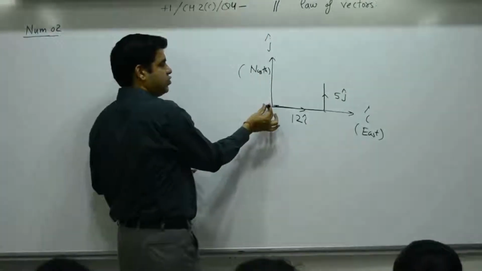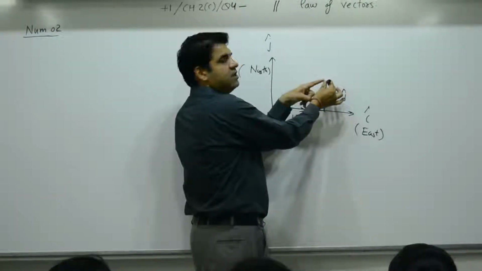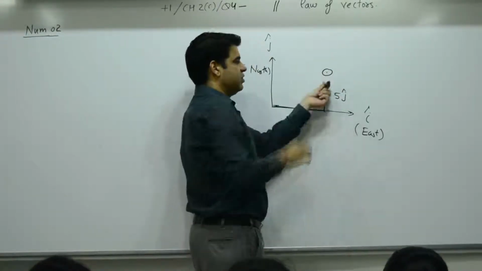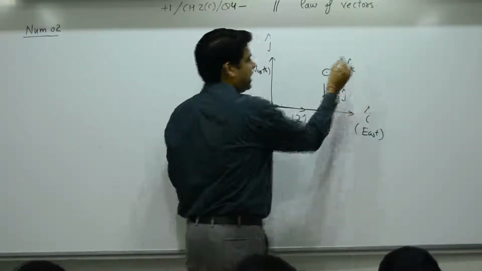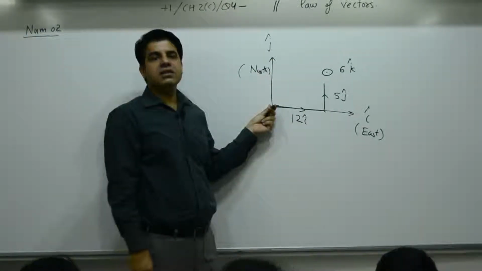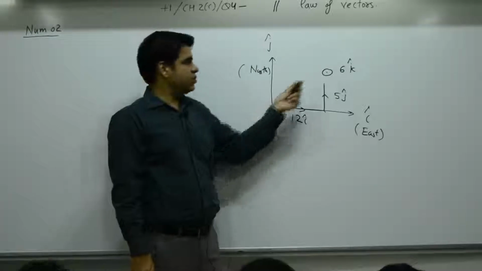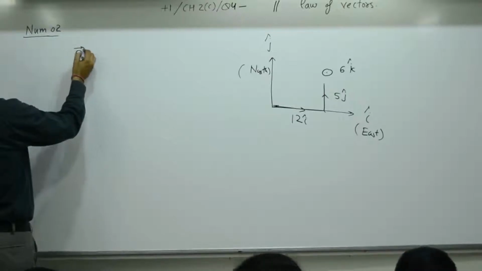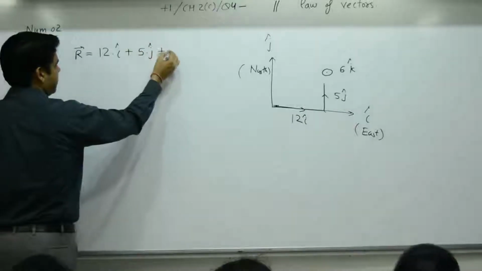That means this is towards the reader. It is difficult to draw this, but it is written like a dot, meaning a vector towards the reader. How much? 6K. Am I right? This is I, J, and this direction Z is marked as K. 3 directions: x-axis, y-axis and z-axis. So it is towards the reader, 6 units. So how do you write the result? R is equal to 12I plus 5J plus 6K.